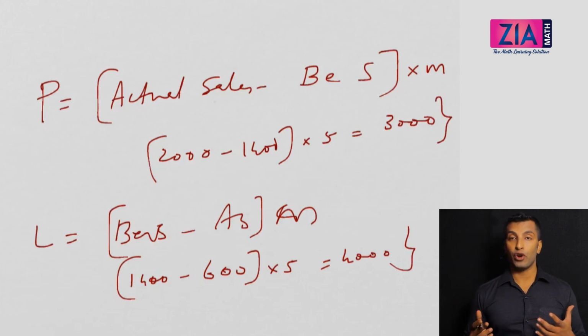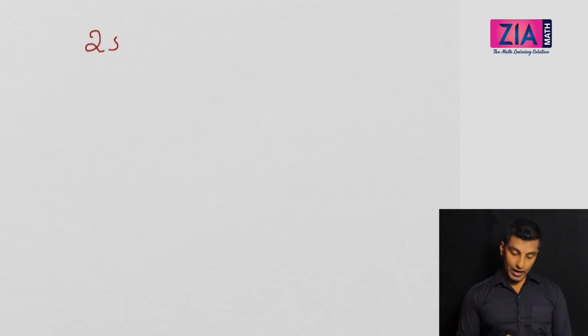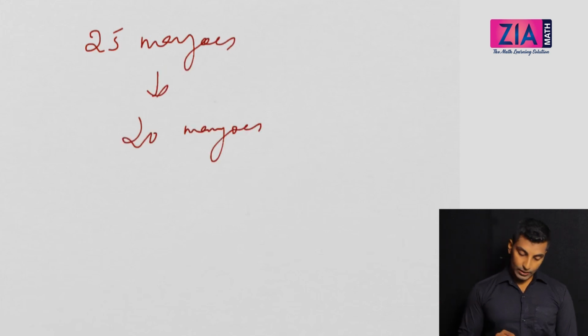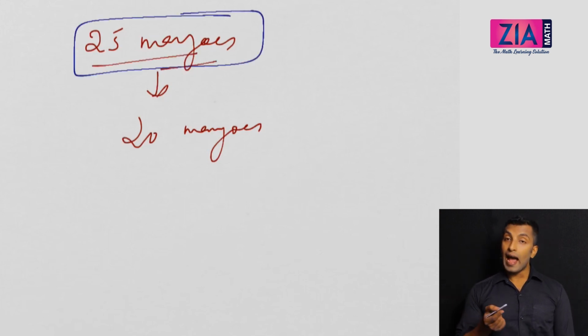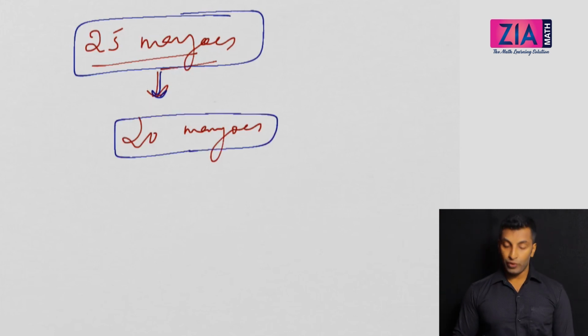So I hope this is clear for all of you. Now another typical question that you can get is calculating profit on the basis of equating the amount spent and the amount earned. The question can be like this: a fruit vendor can recover the cost of 25 mangoes by selling 20 mangoes. So he bought 25 mangoes, and he can recover that cost by selling 20 mangoes. So obviously, 5 mangoes are left over, and that is the profit.